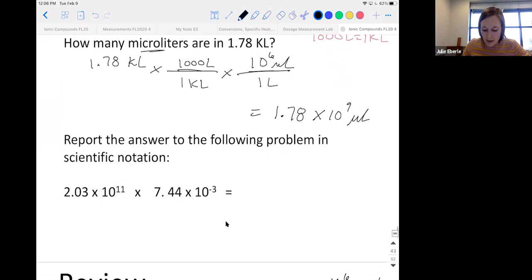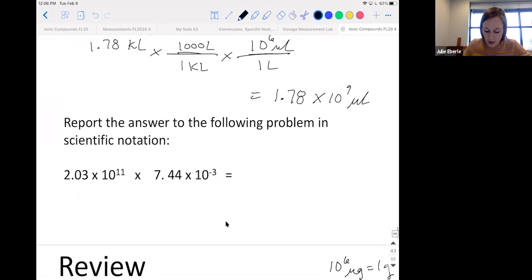Okay, multiplying numbers in scientific notation. Remember, you're going to multiply the base unit numbers, the digits, and you're going to add the exponents. So you multiply the numbers and then you add the exponents.